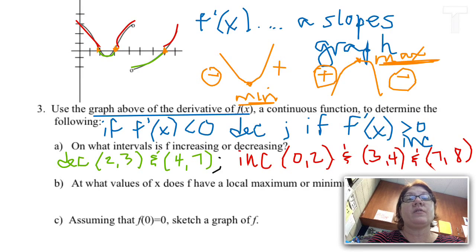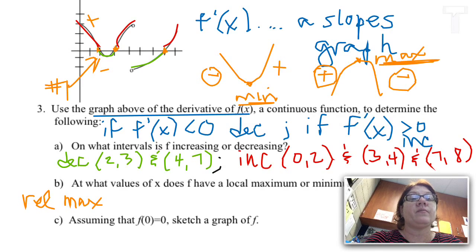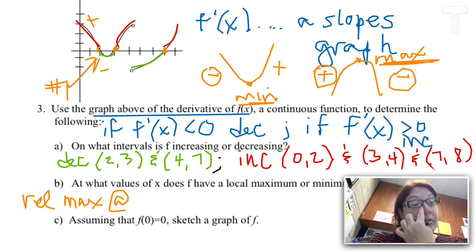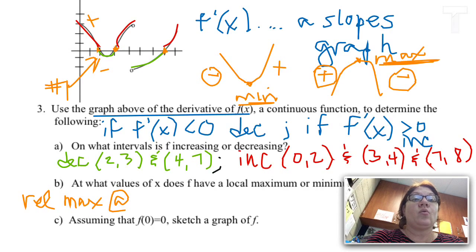So this first spot, we'll call him spot number 1. I'm going from positive to negative, and positive to negative, that's a maximum. So I'll get a max, a relative. We'll always call them relative max, unless we can prove that it's absolute max. So relative max at x equals 2.